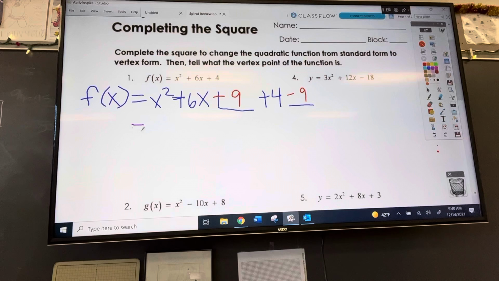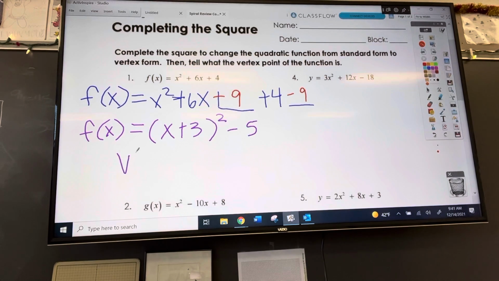I'm just going to put an equal sign as x plus 3 times x plus 3, which I'm just going to write as x plus 3, the quantity squared. And then 4 minus 9 is minus 5. So now we've just got f of x equals x plus 3, quantity squared, minus 5. So the vertex is at -3, -5.